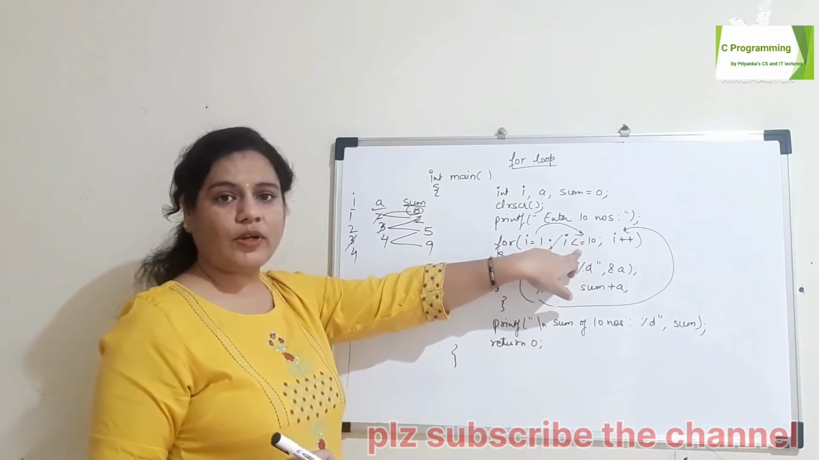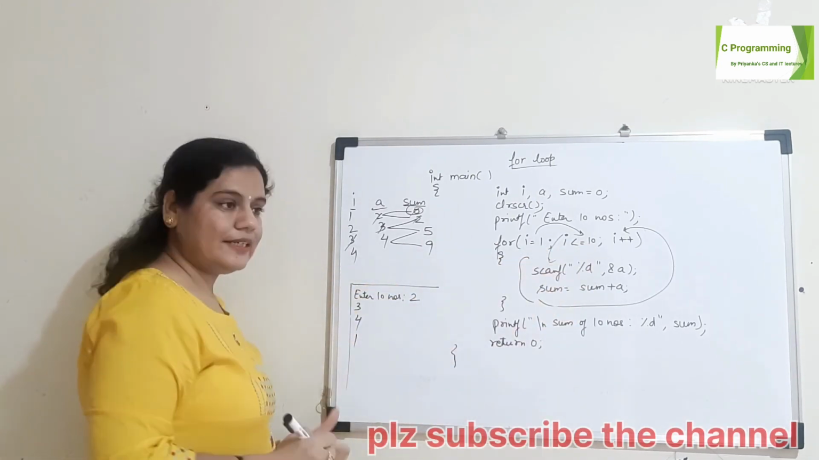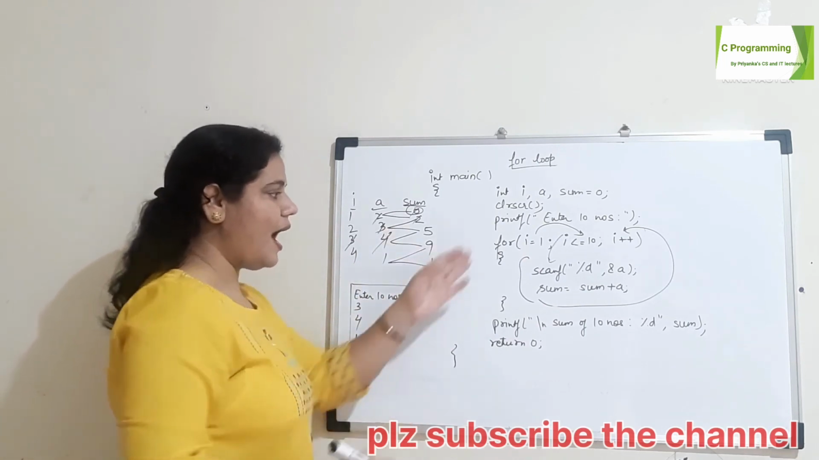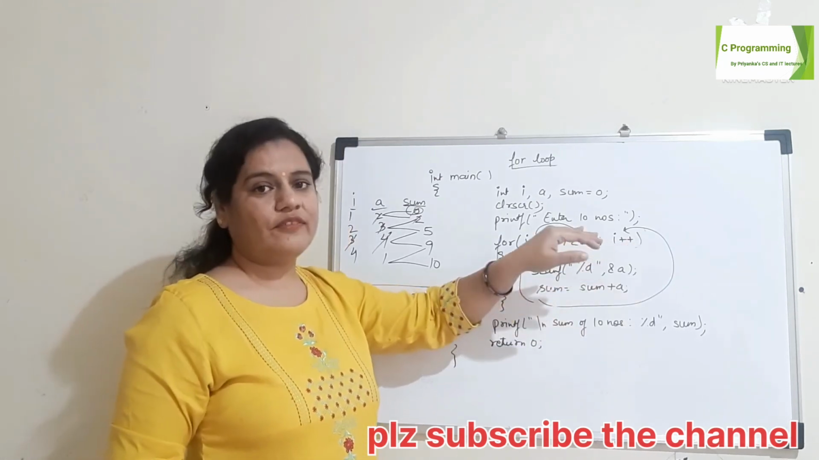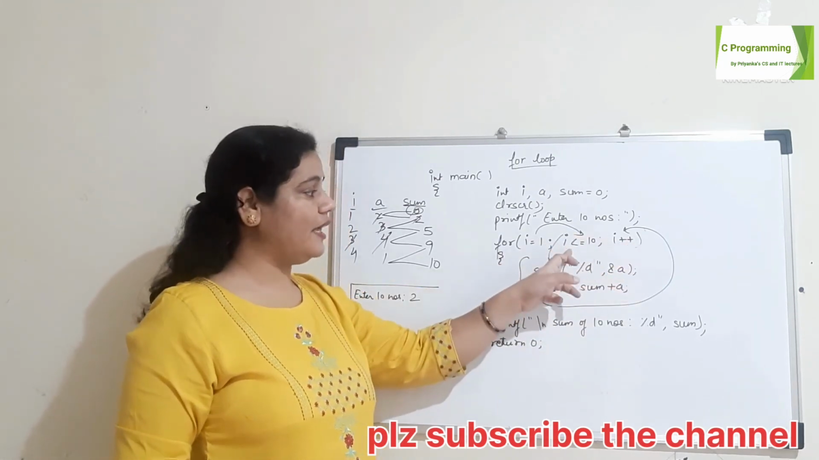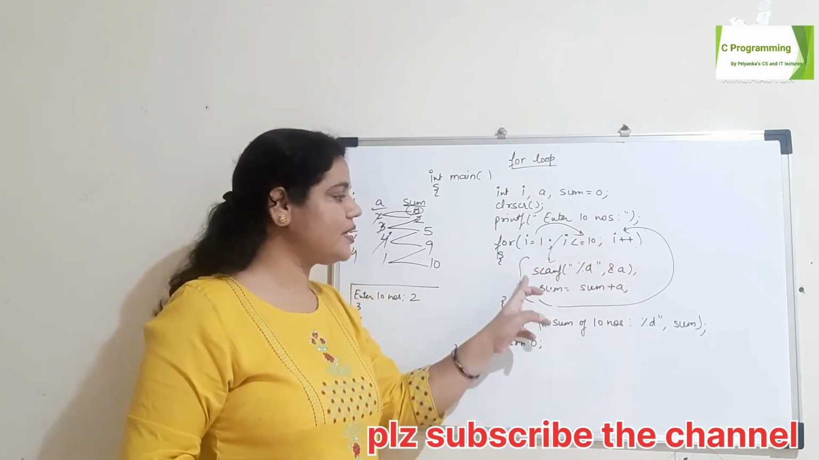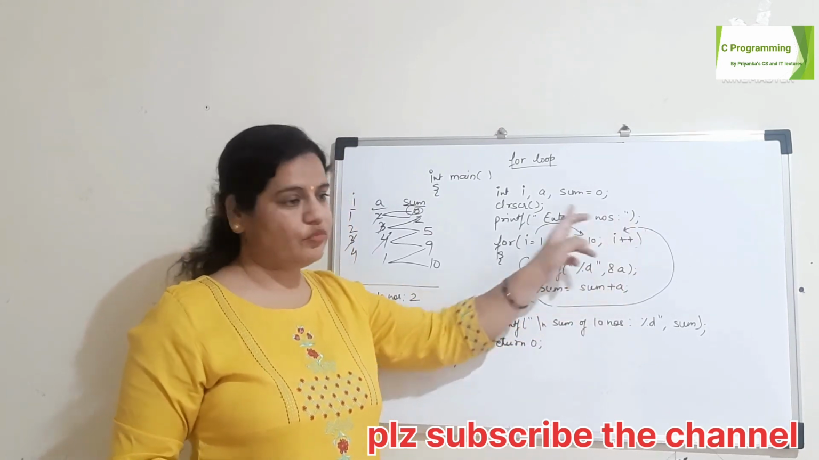4 is less than equal to 10, again true, again it will take the value, suppose the user has entered 1, 9 plus 1, 10, and so on till i becomes 10. If the value of i becomes 10, then it will again run because 10 is equal to 10. It will come inside and take the 10th value also. After becoming 11, it will come out.